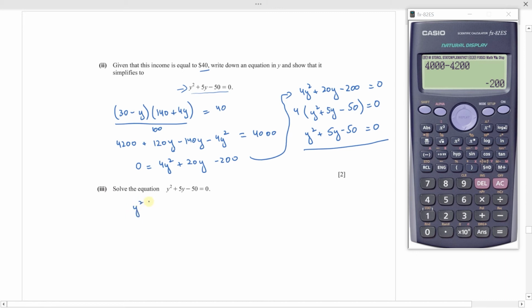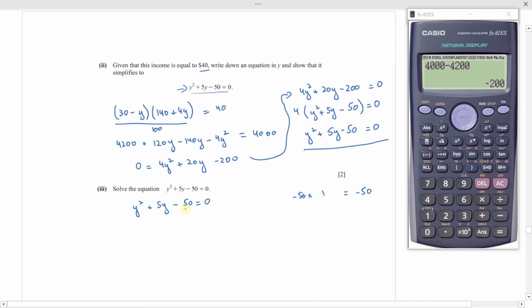So you have y square plus 5y minus 50 equals 0. I'll use the factorization method to solve this. So I will multiply this constant, minus 50, by the coefficient of y square, which is positive 1. So minus 50 multiplied by 1 equals minus 50. Since I have a negative sign, I have to find factors of 50 which, if I subtract, I should get this number.